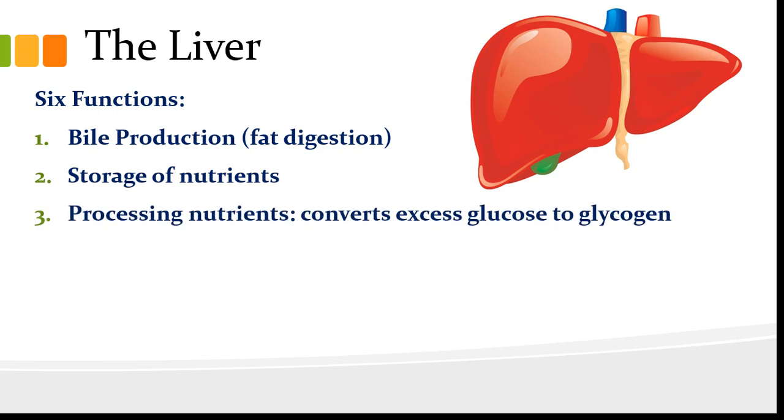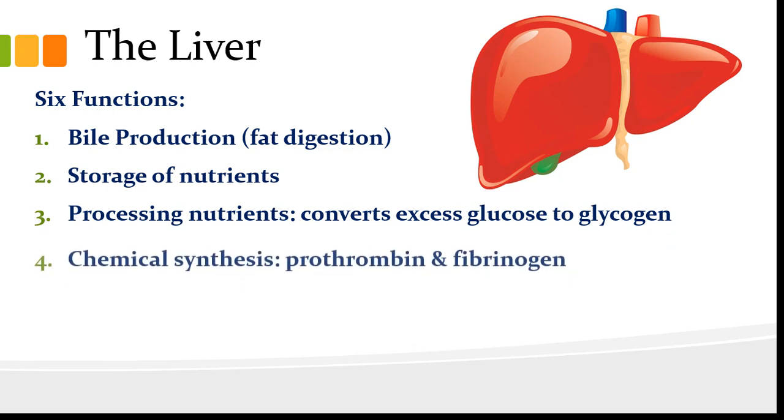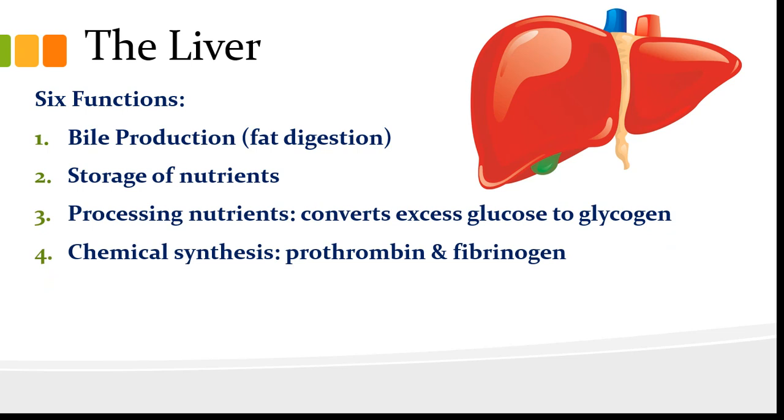Processing nutrients. Okay, they convert the glucose, here it is. They're going to take the excess glucose and hold it in the form of glycogen. The glycogen stays in the liver, and then when the liver is told to release it to the body, the glycogen is converted back into glucose to be used in the process of the Krebs cycle, which we'll learn about next time. Chemical synthesis, they're putting things together in here, and one of the examples I've given you is prothrombin and fibrinogen. Do those sound familiar? Remember blood clotting? We need those, and it's the liver that is told to manufacture those, to synthesize those.